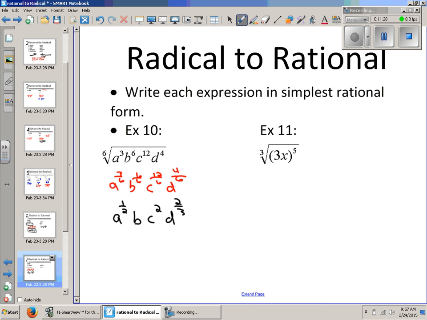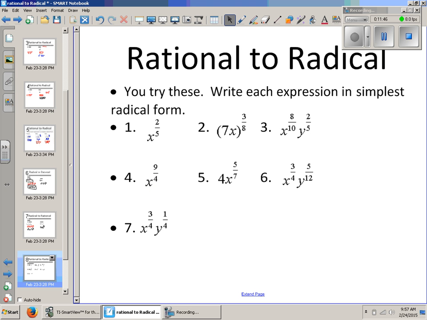Okay, let's look at example 11. We have a base of 3x. It's in parentheses, so let's keep it there. 5/3. 5/3 cannot be simplified. Go and check your answer.